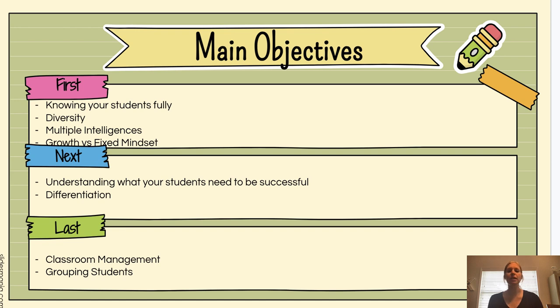Next, we're going to look at understanding what your kids need in order to be successful. That is the main thing we want as a teacher for our students. What is differentiation and how does that look in a classroom? And then some classroom management with looking at grouping students.